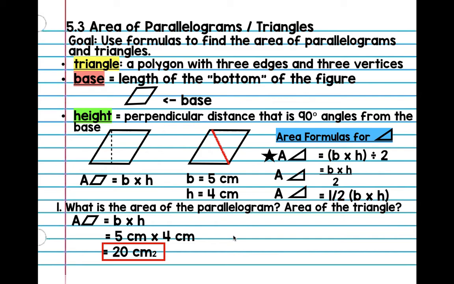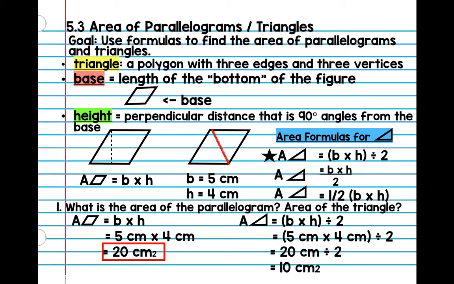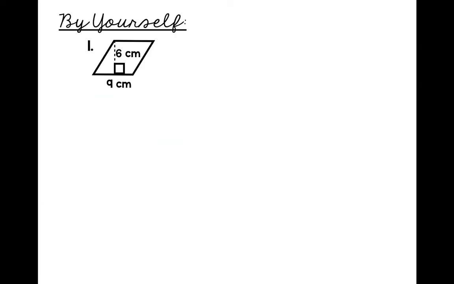Number 2, the area of the triangle. So base times height divided by 2, 5 times 4 divided by 2, 20 divided by 2 is 10 square centimeters. Okay, so great job. Let's go ahead and try to do these by yourself. What is the area of this parallelogram? Okay, so our base is 9 and your height is 6. 9 times 6 is 54 centimeters square.